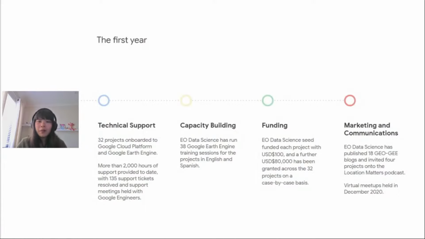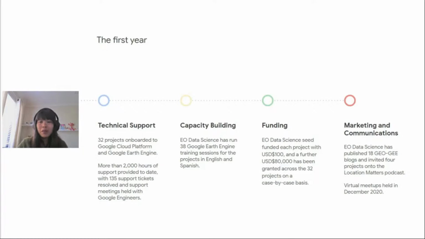We started out with a wide range of skill level and experience using Earth Engine across the program. So multiple training sessions were held to bring everyone to the same level so that they can effectively utilize the capabilities of Earth Engine. We also provided each project with $100 at the beginning so they can try out some of the Cloud Platform services. Later on, with Google support, the projects were able to apply for cloud credits on a case-by-case basis.